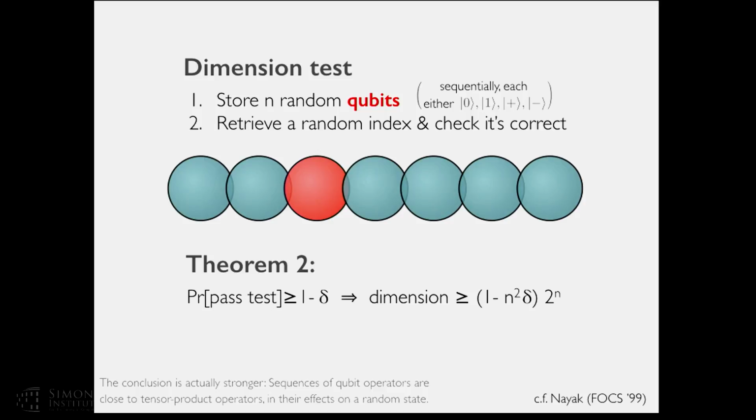And so our second theorem says that if you pass this test with probability at least 1 minus delta, say, then the dimension of the system has to be at least 2 to the n times a factor that's like 1 minus n squared delta. So if delta is like 1 over n squared, this gives you an interesting result. It shows that you do have an exponentially large system.